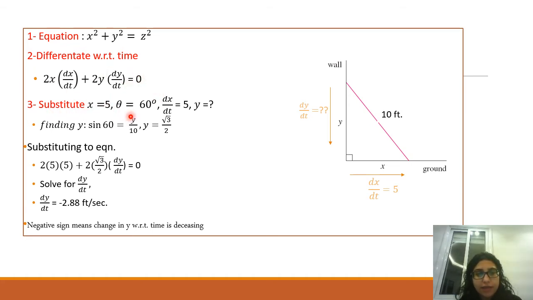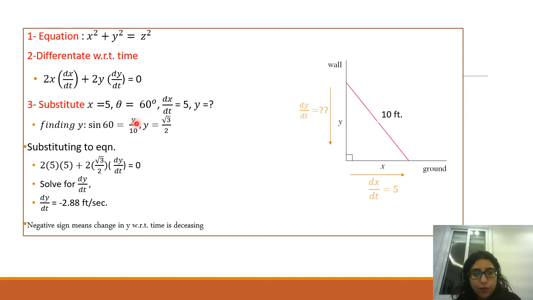X equals 5, theta equals 60, but actually I need to substitute for y. So what can I do? I need to find a relationship between x equals 5 and theta equals 60 and y. So I just use sine 60, at this angle, sine 60 equals opposite, which is y, over hypotenuse, which is 10. Sine 60 equals y over 10.